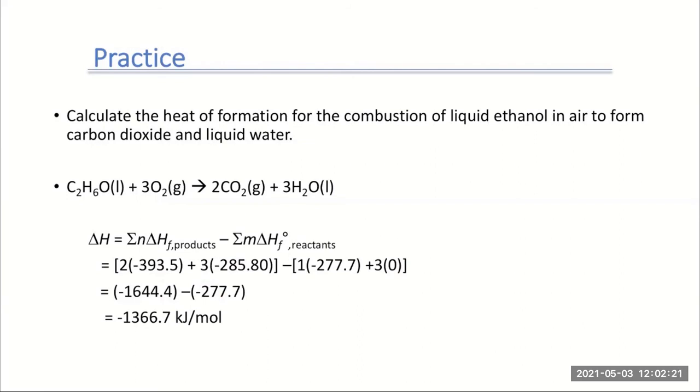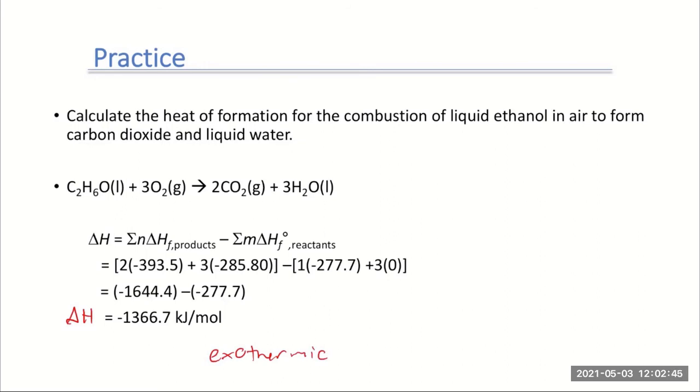And since our delta H is negative, we know it has to be exothermic. And that makes sense from what we know about combustion reactions. Combustion reactions give off a lot of heat. So a lot of that heat is exiting the system.